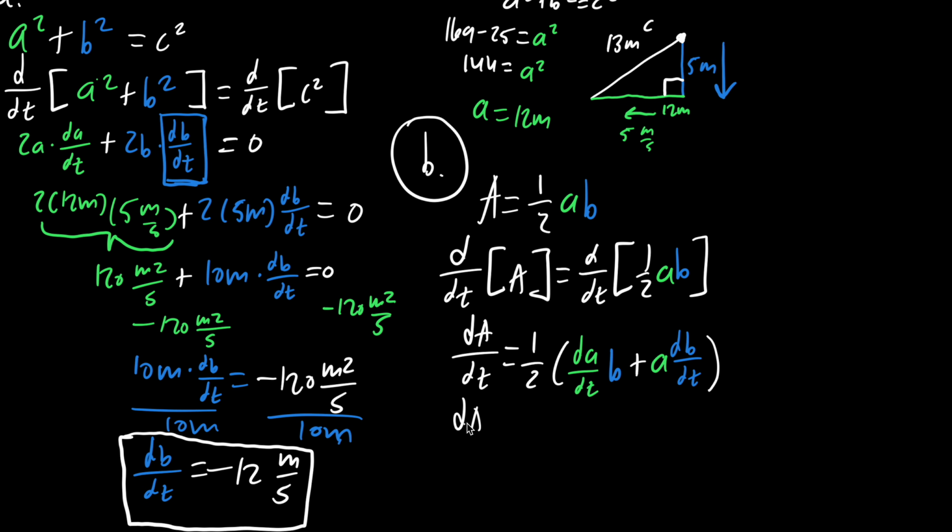So derivative of area with respect to time is 1/2 times 5 meters a second times 5 meters plus 12 meters, or yeah, 12 meters a second.